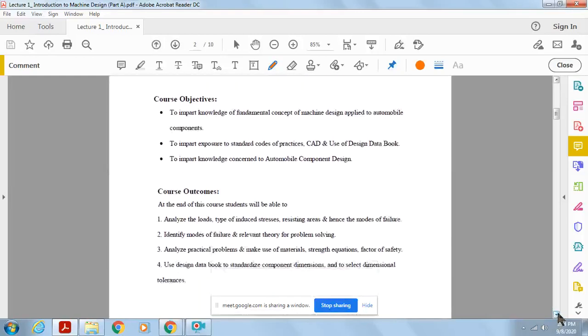So here you find these are all about our course objectives. Why should we learn this particular subject? This is the course objective, and here you see that at the end of this subject, these are the key outcomes, what we get after completion of this course. We have the following course outcomes, like analyzing, identifying, and using the design data book to standardize components. So we have several course objectives as well as course outcomes.